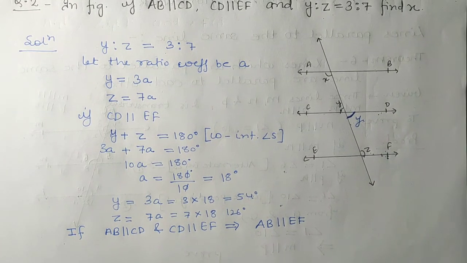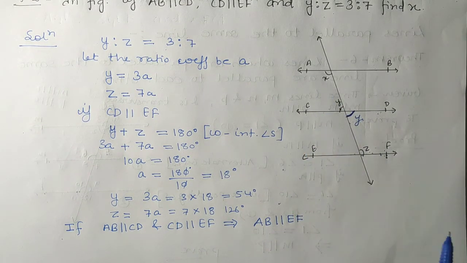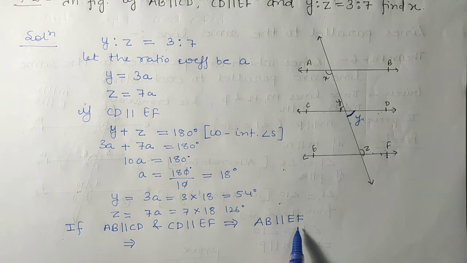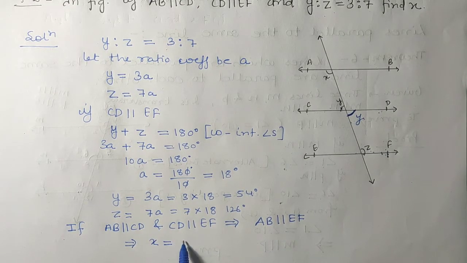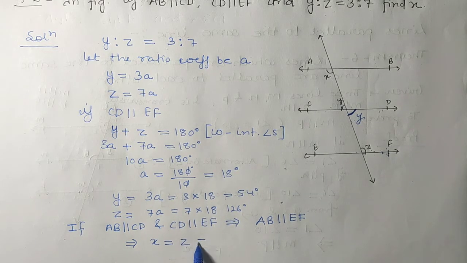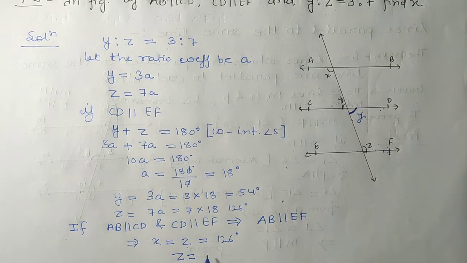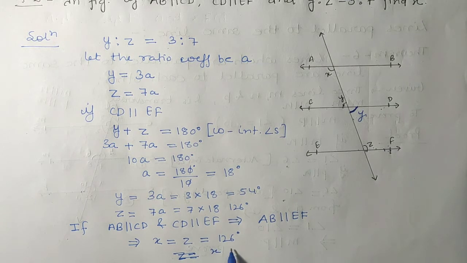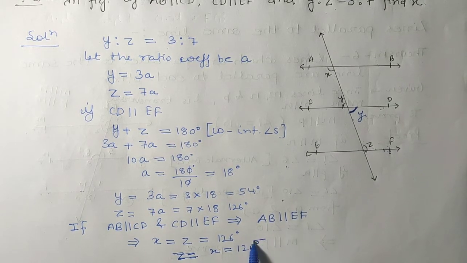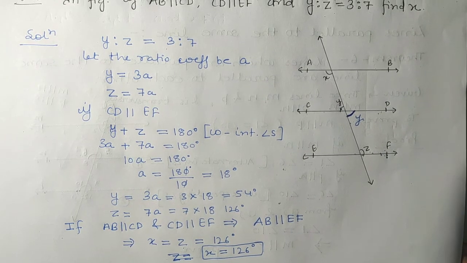So if AB is parallel to EF, we can say that X and Z are alternate interior angles. So from here, if AB is parallel to EF, X is equal to Z. The value of Z we have seen is 126 degrees, so the value of X is equal to 126 degrees. So this is your answer. Like this we can find the value of X.